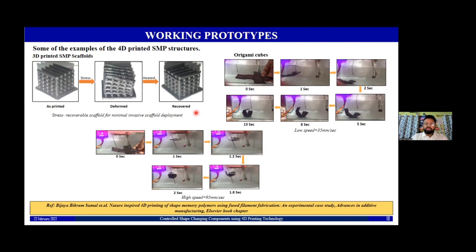Here we have printed the origami cubes with different process parameters, like for low speed and high speed. For low speed, we can see that it took around 13 seconds to recover, and it is not fully recovered. But for the high speed, we can see that it took only 2 seconds, and the recovery was also completed. So from this, we can conclude that we can control the shape morphing behavior of the 4D printed part using the design as well as the processing parameters.